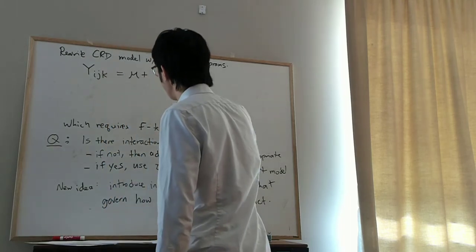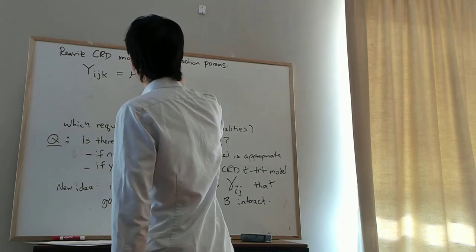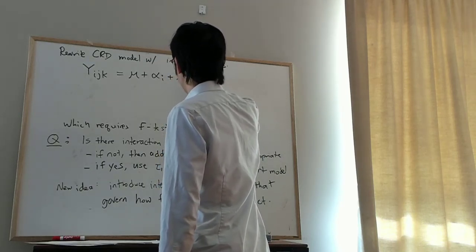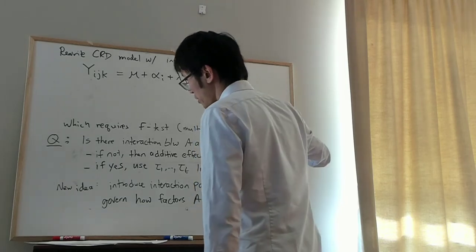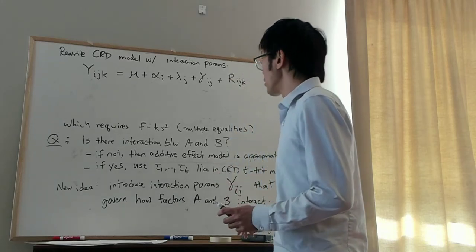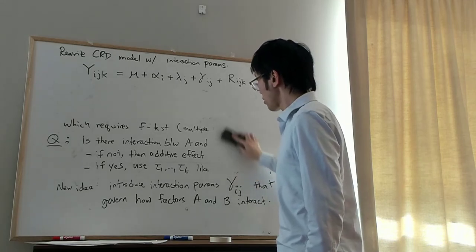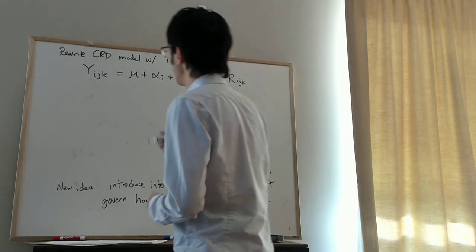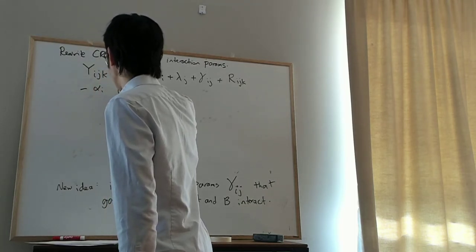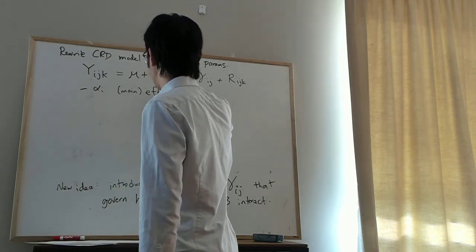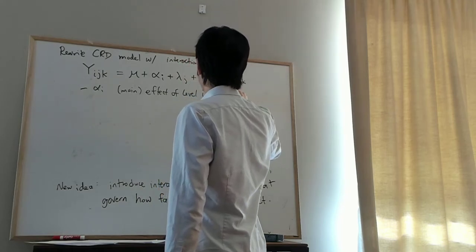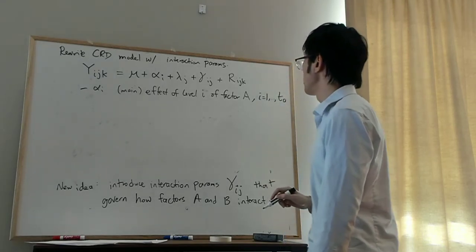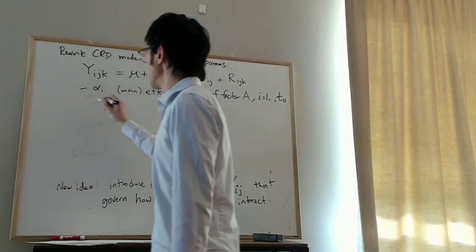Okay, so it would look like this in terms of the parameters we already defined. So we have mu. And now we're going to take tau i and break it down into the effect of factor A, the effect of factor B, an interaction parameter, and then the residual term. Let me clear up what these are. Alpha i is the effect, or alternatively called the main effect, of level i of factor A. So i goes from 1 to however many factor levels A has, t sub A, and then lambda j.